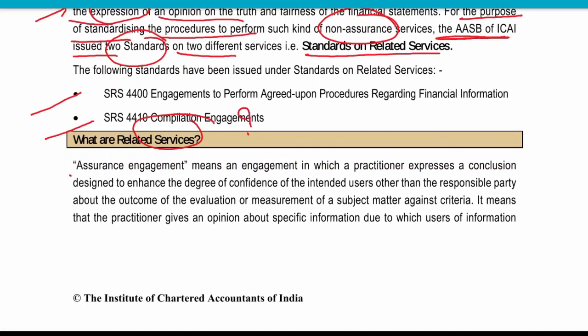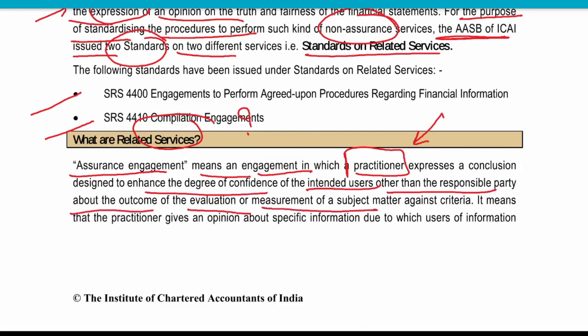So now, what is related services? Related services are the assurance engagement, meaning the engagement in which the practitioner, now here in this particular SA, they are not referring to a chartered accountant, they are referring to it as a practitioner, who expresses a conclusion designed to enhance the degree of confidence of the intended user other than the responsible party about the outcome of evaluation or measurement of the subject matter against the criteria. Now, I hope you know the subject matter against criteria. This we have already covered in one of our chapters. Yes, no?